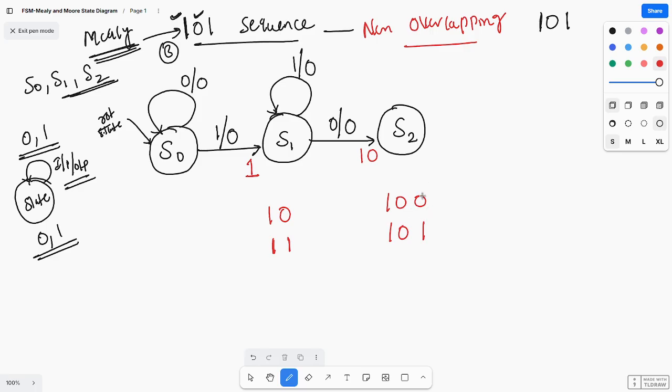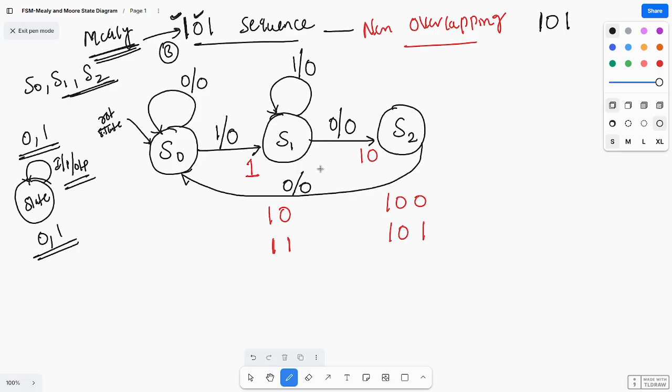So where will it be? Initial state. So that means 1 0 0, so 0. Where it is matching, it will go to S0, the initial state, okay. So this is 0. I didn't get the sequence. I got 1 0 0, okay. So the output is 0 only, okay.